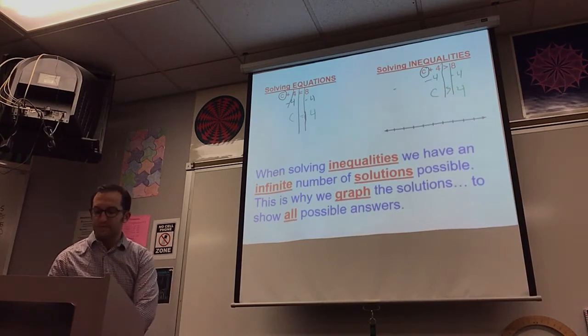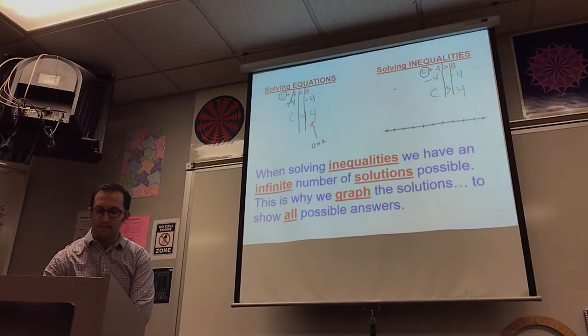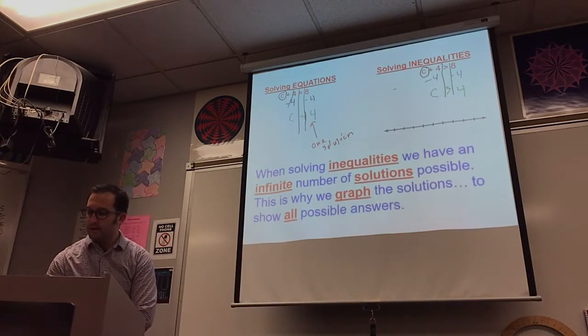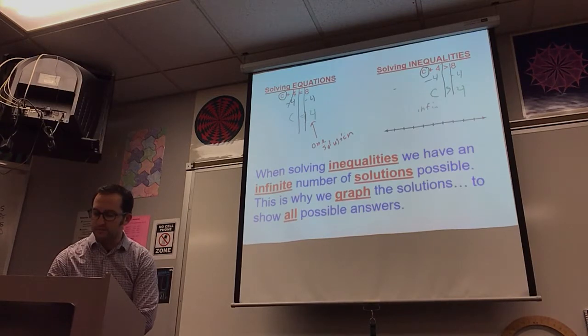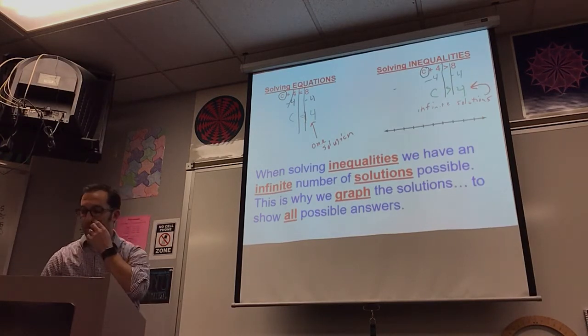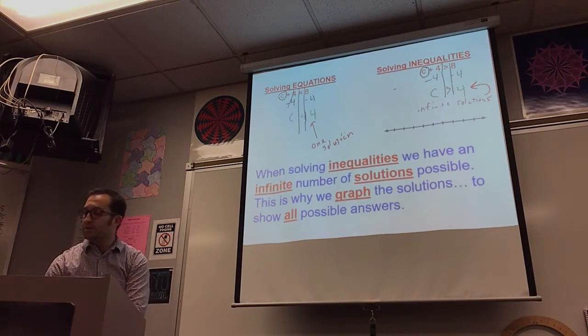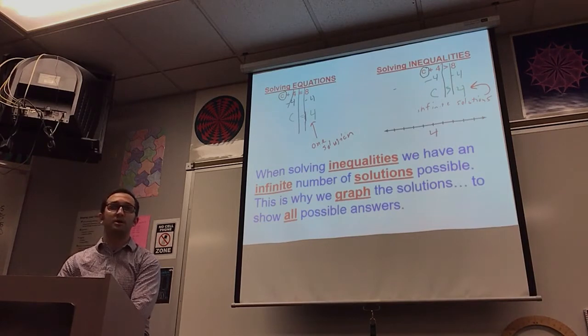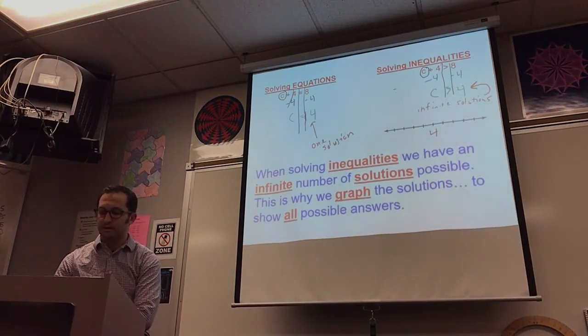So when we're looking at this, keep in mind, with the equation there's one solution, C equals 4. Here, there's an infinite number of solutions. 7, 10, 8, 100. So that's why we need to graph it. We, of course, need 4, and we need at least one number less than that. 3 and 2, and then 5, 6, right?